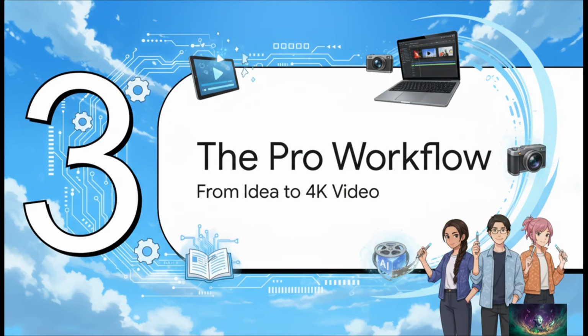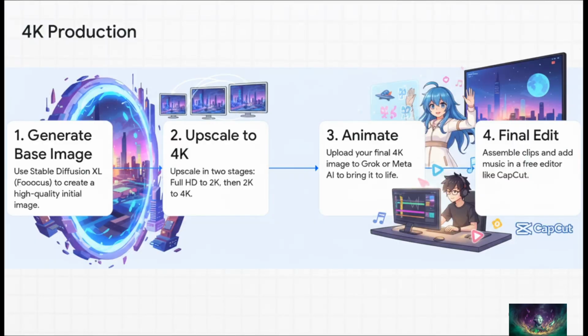So now you've got the best free tools and a secret weapon. But having the tools is only half the battle, right? A professional workflow is what really separates the amateur stuff from those stunning 4K videos. So let's build that workflow right now. This simple 4-step process is going to get you professional results every time. Step 1, generate a really high-quality base image with a tool like Stable Diffusion XL. Step 2, use its built-in upscaler to go from Full HD to 2K, and then from 2K to a brilliant 4K.